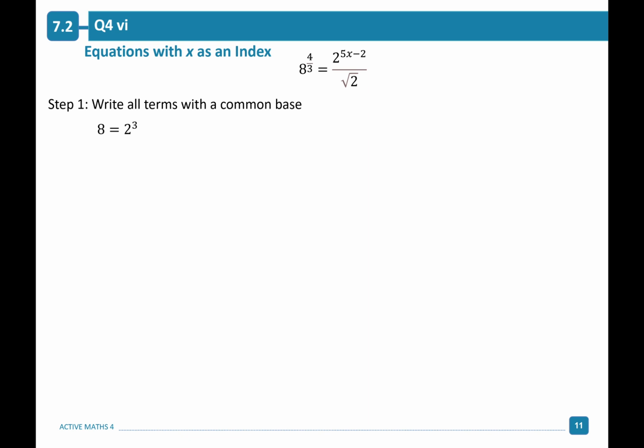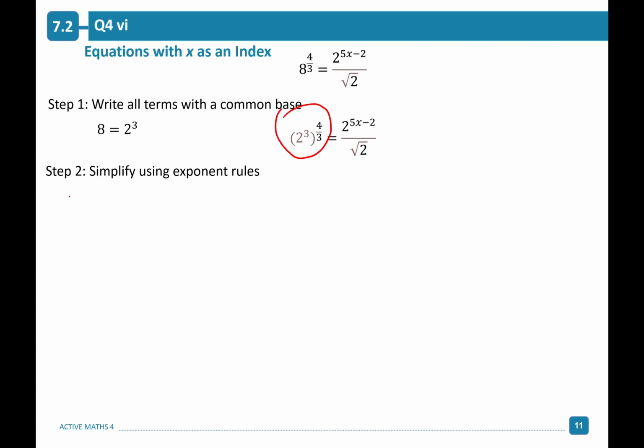Substituting that into our equation, we get 2 to the power of 3 all to the power of 4 over 3 equals 2 to the power of 5x minus 2 over root 2. From here, we're going to use our exponent rules to simplify. I'm going to start with my left-hand side.